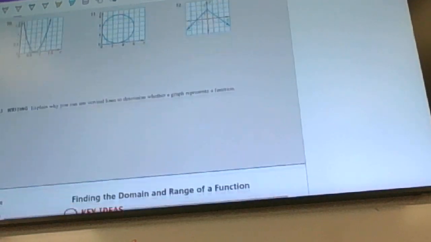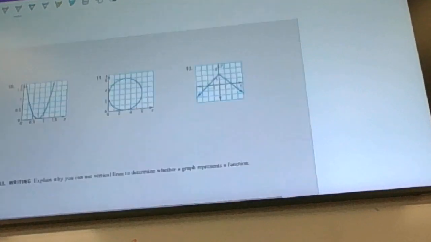Alright, go ahead and do these. Page 177.